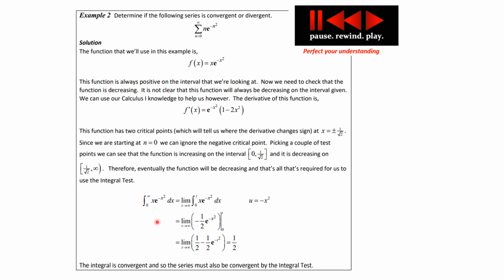So what we're going to do is compute the integral. This time, this is the improper integral from 0 to infinity of x e to the minus x squared. We'll use the substitution u equals minus x squared, and we compute this, and we get that this integral is 1/2. Now that doesn't mean that the series sums to 1/2, but it does tell us that the integral is convergent, and by the integral test, that means the series must also converge.